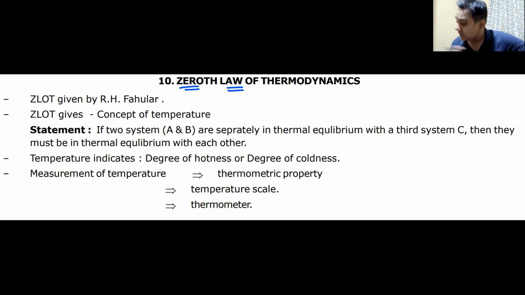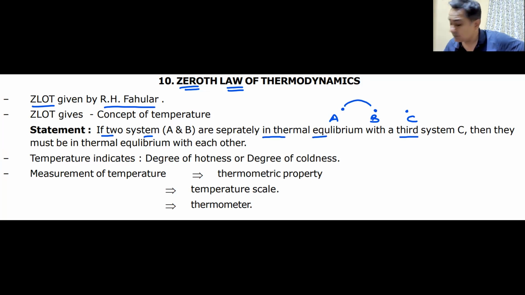What is the zeroth law? Now, the zeroth law was given by Fowler. So you remember the name. There could be a question that comes directly on this. I already told you what this is. If I have three bodies, A, B, and C, this law simply states that if two systems A and B are in thermal equilibrium with C, so A and B both are in thermal equilibrium with C, then A and B will also be in thermal equilibrium. Or you can say it in a different way. A is in thermal equilibrium with B. B is in thermal equilibrium with C. That means A will be in thermal equilibrium with C.